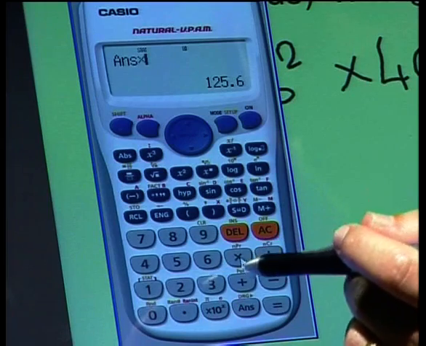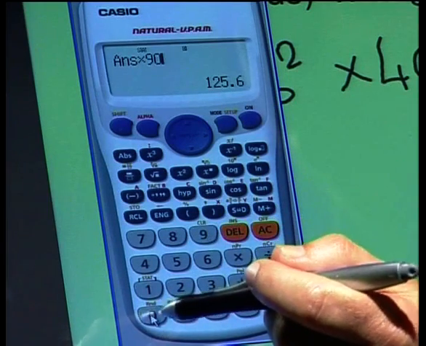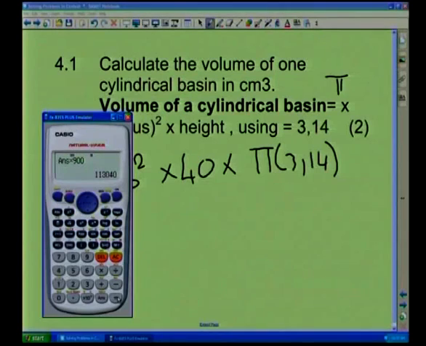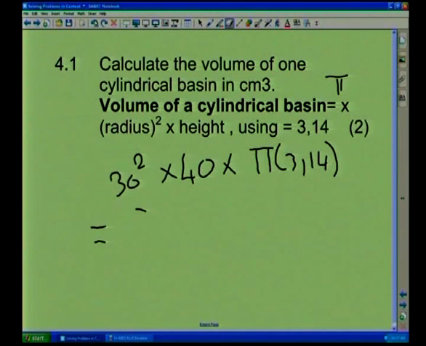So we haven't got our 900 in there. Let's just put it in. A total of 113,040. That equals 113,000, sorry, 113,040. And again, it's cubic centimeters. So we've got our volume for our basin in terms of cubic centimeters.